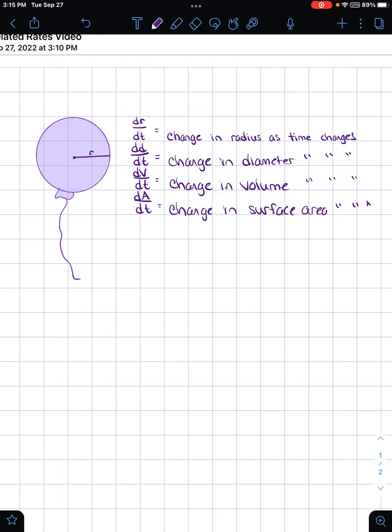When we talk about related rates, we're talking about so many moving parts going on at the same time. So as time is going by, all of these things are changing at the same time. They're not all changing at the same rate. The radius and the diameter will change differently than the volume is changing, and will change differently than the surface area. So what we're going to do is try to come up with a way to relate these rates together to learn more about them and how they're changing as time goes by.